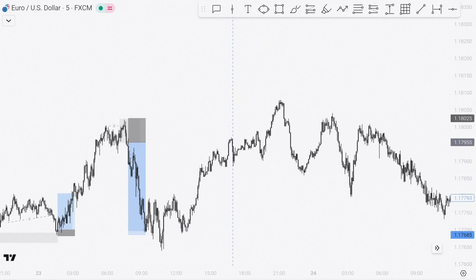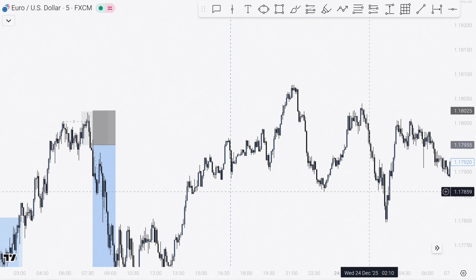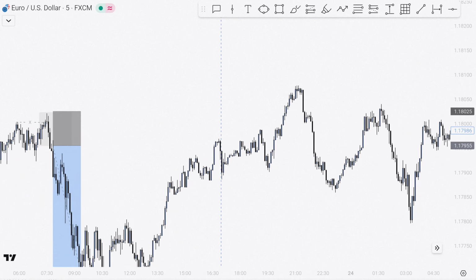And as you can see, on the next day, this strategy again repeats. Now, how can you buy the next day based on the same strategy?